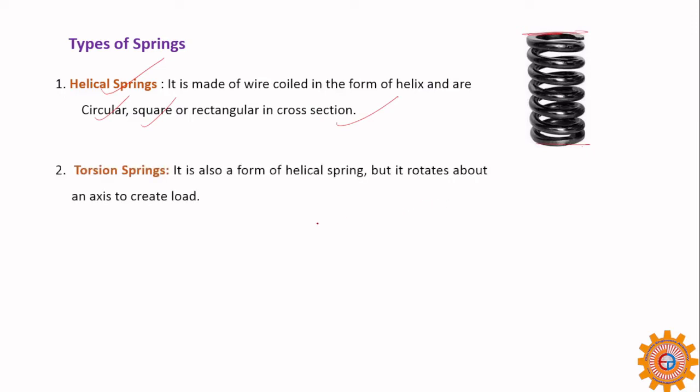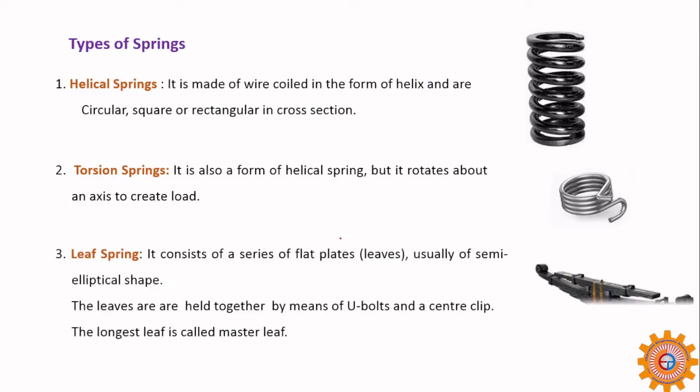Next, torsion springs. By giving torsion, it comes into action. That is why it is called a torsion spring. It is one form of helical spring also, but it rotates about an axis to create load. They are used in rotation of things.